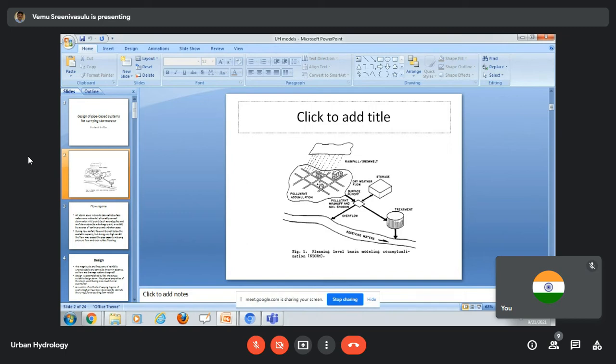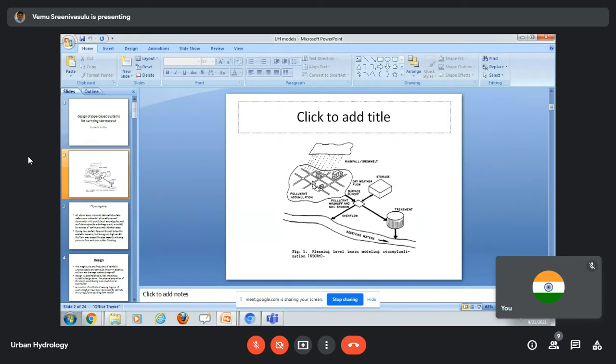To design these things, what is the input to the system? Rainfall, then land use, land cover, and then elevation. You should have a contour map of this area, that is, the elevations. What is the level at different points? That is another input.